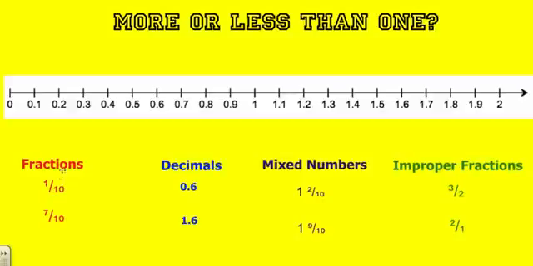So you'll notice that fractions are always less than 1 because the top number, or the numerator, is smaller than the bottom number, or the denominator. So again, the numerator is smaller than the denominator in fractions, which makes them less than 1.